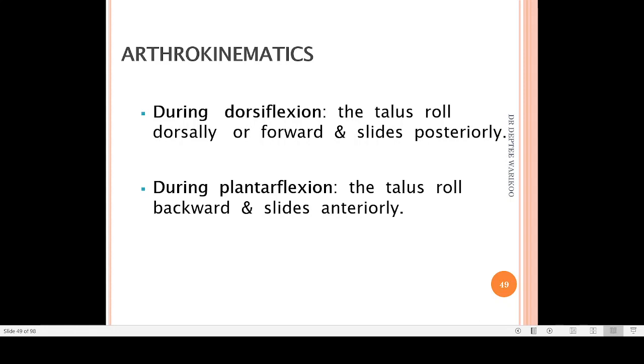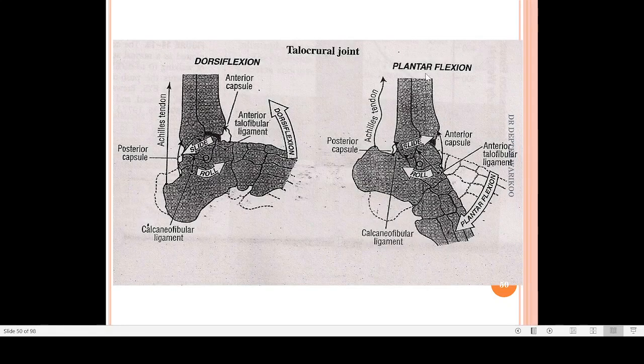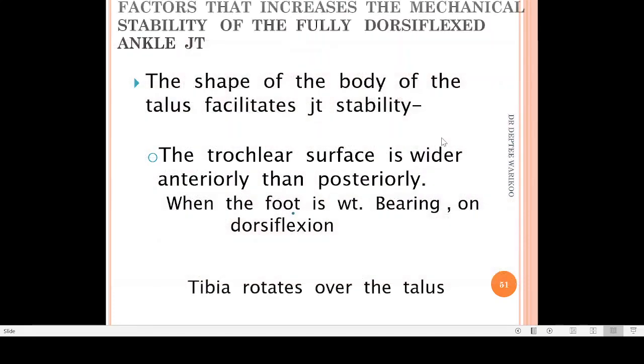Now let us discuss the arthrokinematics of the talocrural joint. During dorsiflexion, the talus rolls dorsally or forward and slides posteriorly. During plantar flexion, the talus rolls backward and slides slightly anteriorly. Here you could see this is the dorsiflexion, where the talus rolls anteriorly. This is the plantar flexion, where it rolls posteriorly and slides anteriorly.